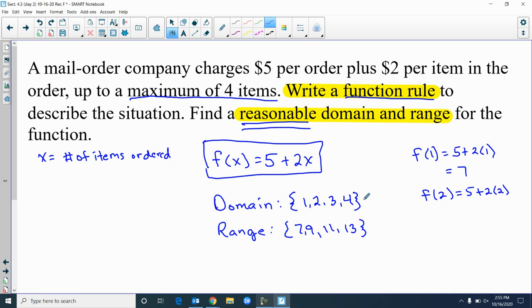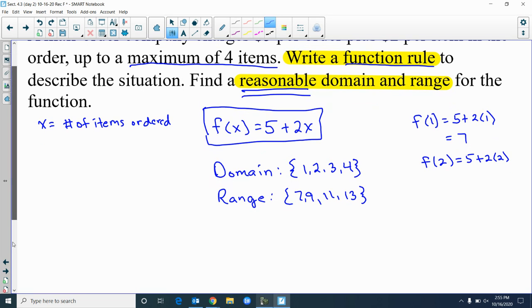Wouldn't want to plug in 5 because I'm not allowed to get more than 4 items. Can't plug in anything higher than that, and I can't get a negative number of items. We really don't need to plug in 0 because if I get 0 items, I'm not going to order anything. So the fewest number of items I'd order is 1.